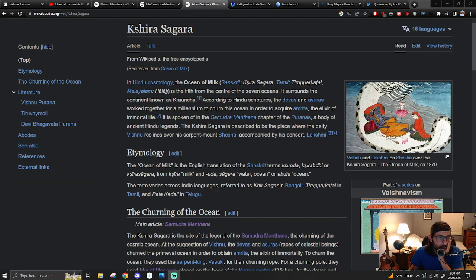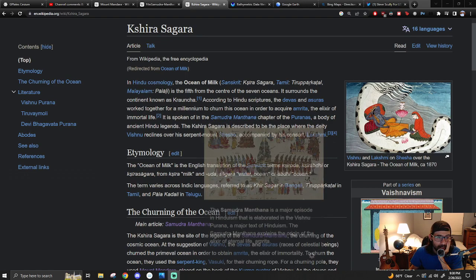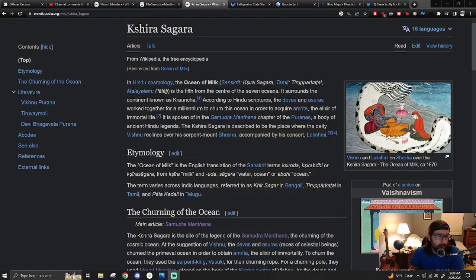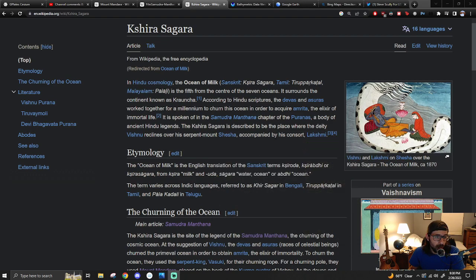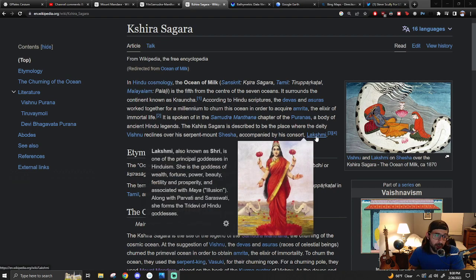According to Hindu scriptures, it is spoken of in the Samudra Manthana chapter of the Puranas, a body of ancient Hindu legends. The Kshira Sagara is described to be the place where the deity Vishnu reclines over his serpent mount Shesha, accompanied by his consort Lakshmi. That's the one.